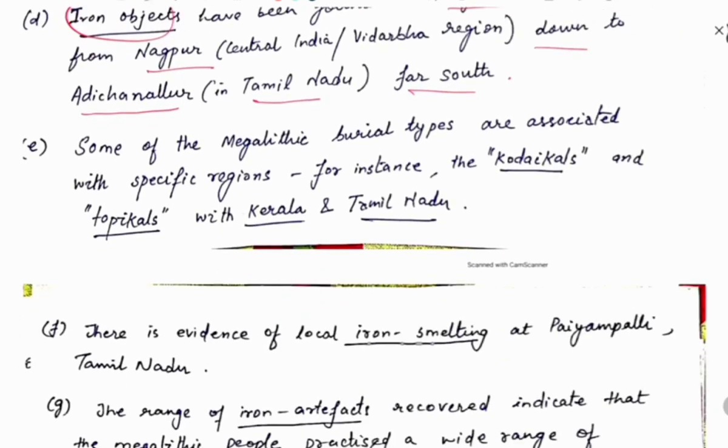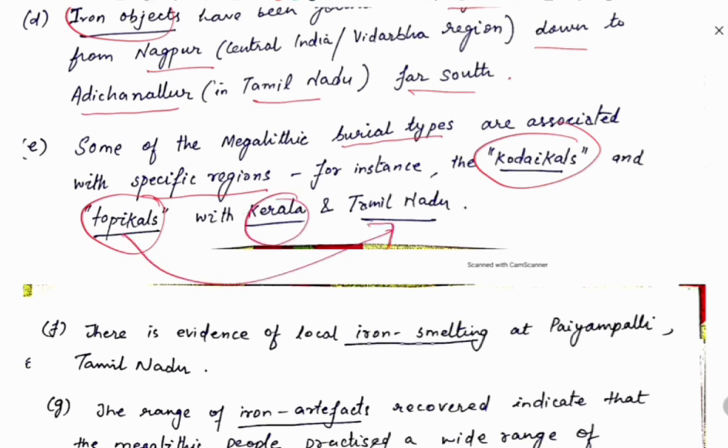Some of the megalith burial types are associated with specific regions. For instance, Kodaikals and Topikals. The Kodaikals is a burial type named with respect to a specific region in Kerala, and Topikals were called so in Tamil Nadu. Fine. So it can help you in prelims questions also.